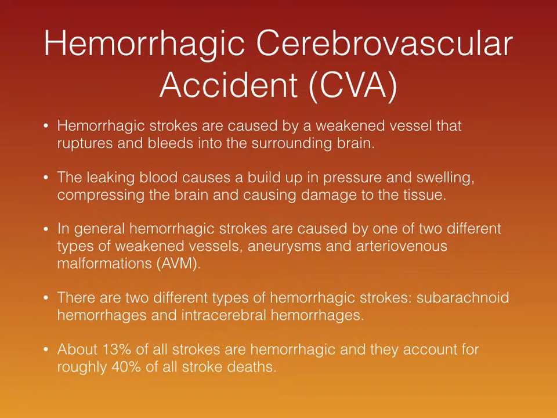So hemorrhagic cerebral vascular accidents, or hemorrhagic strokes, are caused by a weakened vessel that ruptures and bleeds into the surrounding brain. The leaking blood causes a buildup in pressure and swelling, compressing the brain and causing damage to the tissue. There are two different types of weakened vessels that cause hemorrhagic stroke: aneurysms and arteriovenous malformations. And there are two different types of hemorrhagic stroke: subarachnoid hemorrhage and intracerebral hemorrhage. About 13% of all strokes are hemorrhagic, and they account for roughly 40% of all stroke deaths.